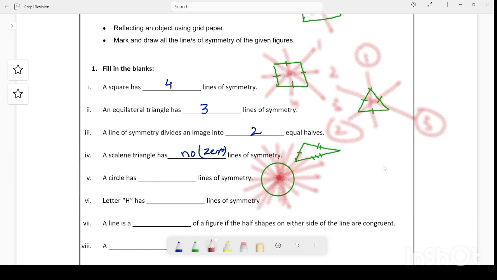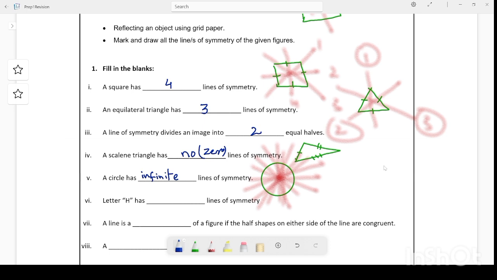So this process keeps going on. It will not end. So that's why we'll say that a circle has infinite lines of symmetry. This is the only shape which has infinite lines of symmetry.